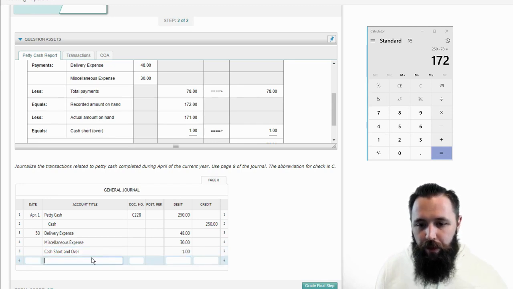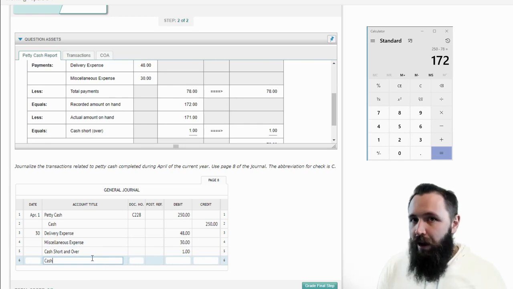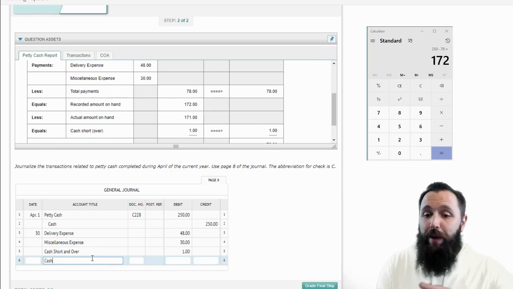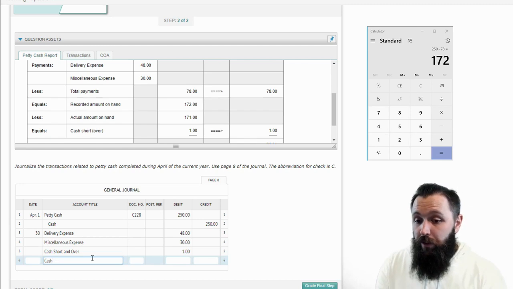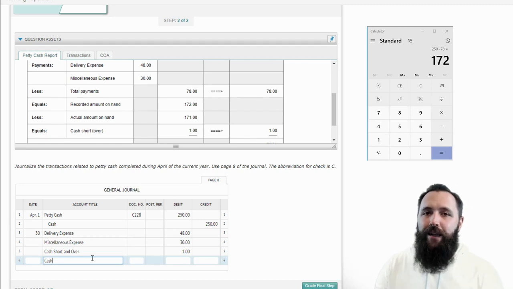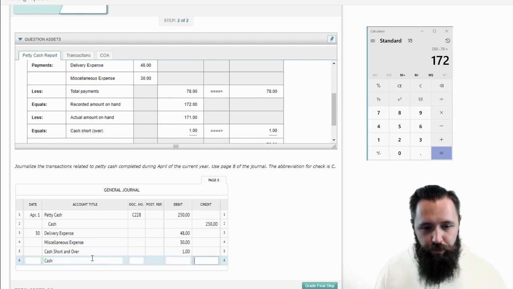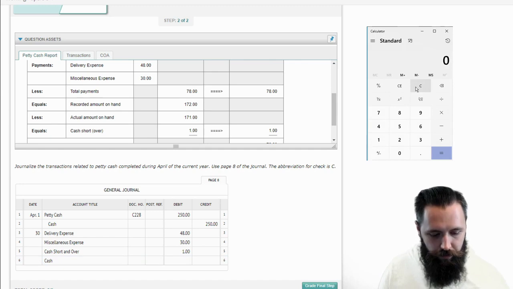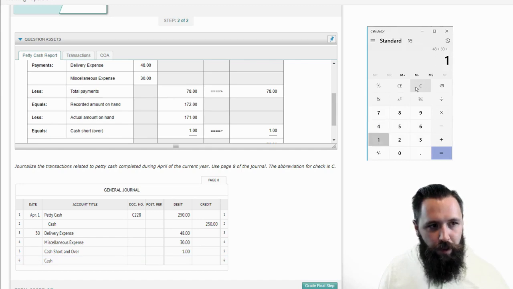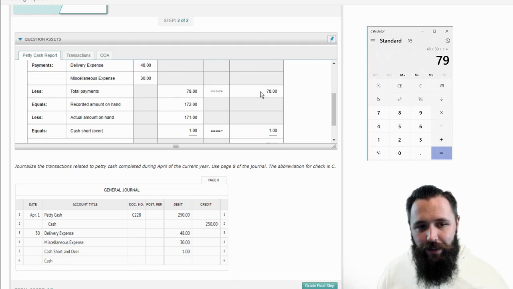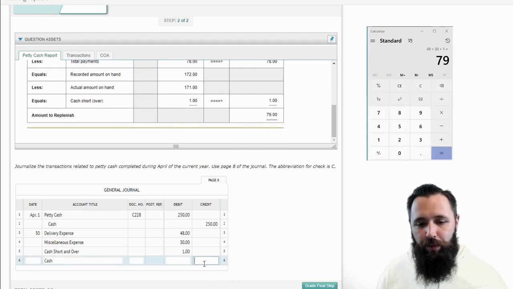And there we go. Now, we're going to need the account that we're paying with to replenish our petty cash fund. Because we've already set it up, now we're paying these different things: the delivery expense, miscellaneous, cash short and over. And we're paying it with cash, because that's what's in the petty cash fund. So we add all these up, and it is going to be 48 plus 30 plus 1 is 79. And you can see that's the same amount that we replenished it.